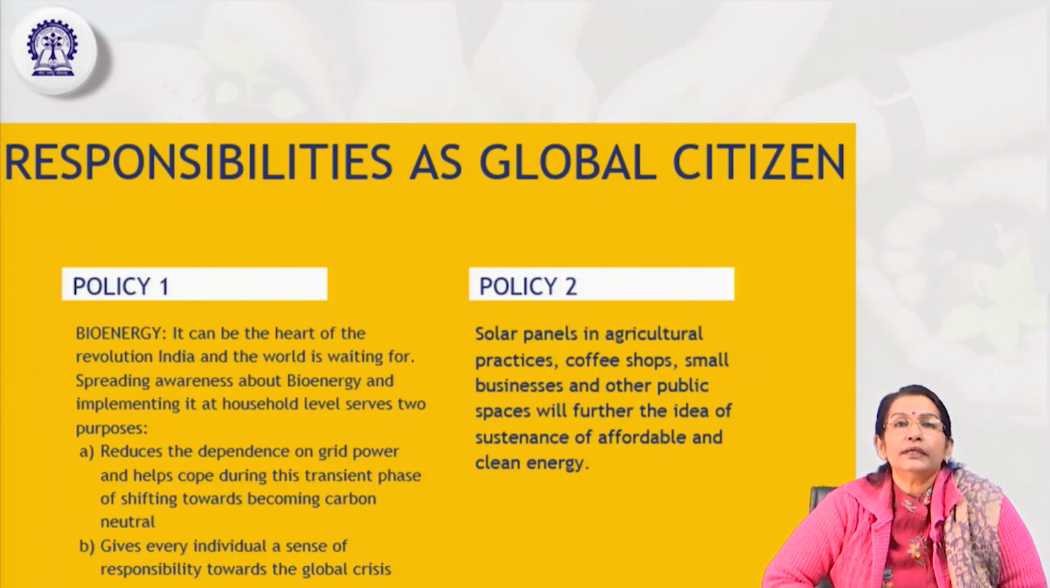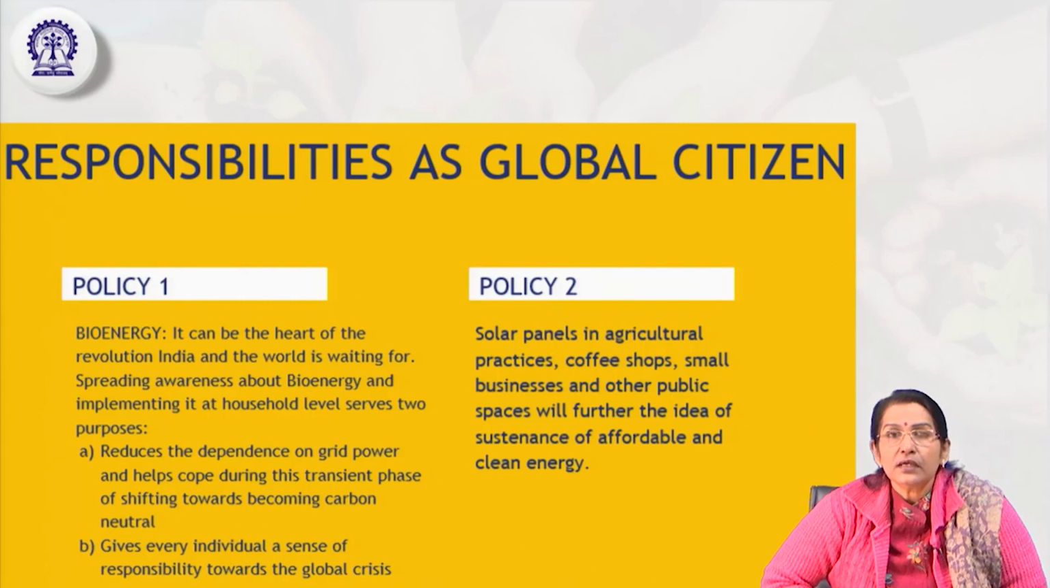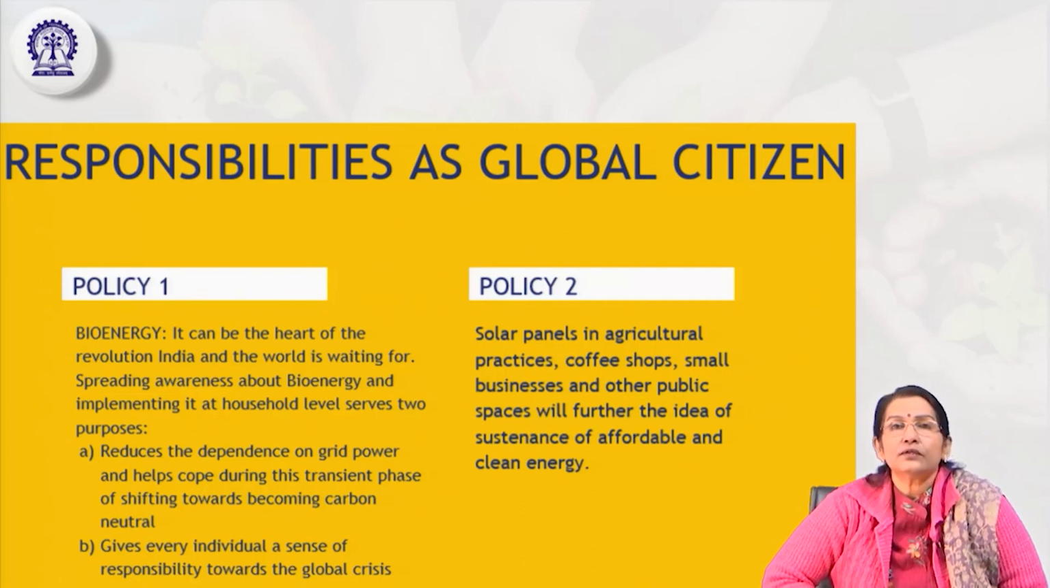Then policy 2 will be that solar panels can be installed for agricultural practices, for small business houses, small entrepreneurship, small businessmen like coffee shops, restaurants, and small public spaces, with the idea of sustaining affordable and clean energy. So, solar panels can be introduced not only in the agriculture sector, but in the rural sector for small-time businessmen and vendors of stationery products, coffee shops, restaurants, and so on, for the sustainable use of energy sources.